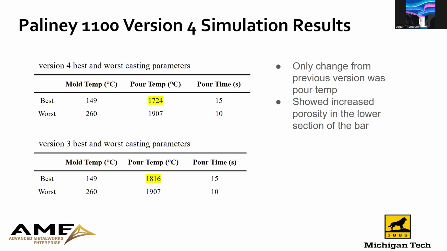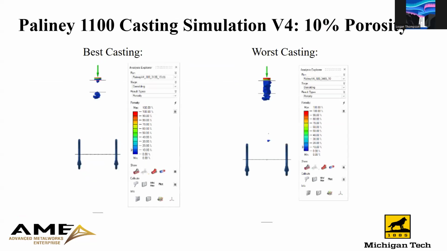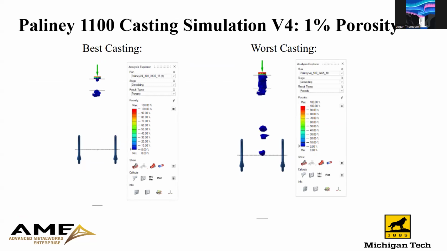We did several different versions of this, ending with our most recent version, version 4, which has significantly increased porosity where we expect to see it compared to the previous versions. Here you can see we have some porosity starting to form in the lower section of the casting in our worst casting, while the best casting still remains porosity free. Porosity has a greater chance to form there versus our best casting, which is still porosity free. These results are what our sponsors expect to see.